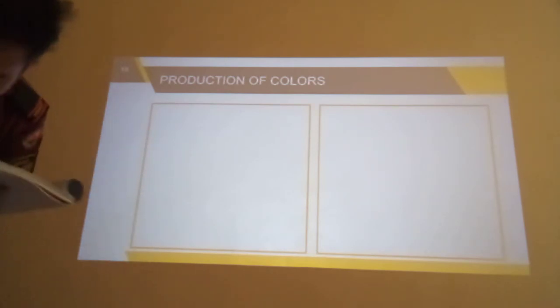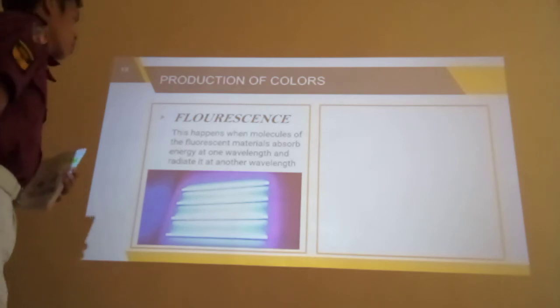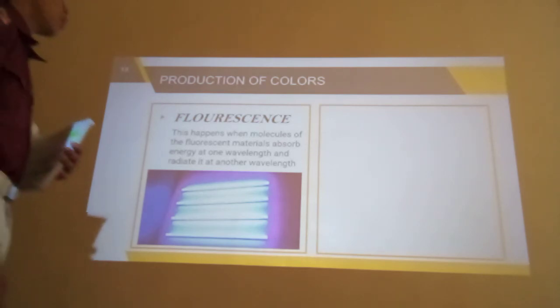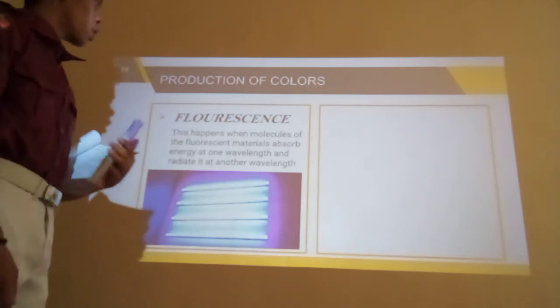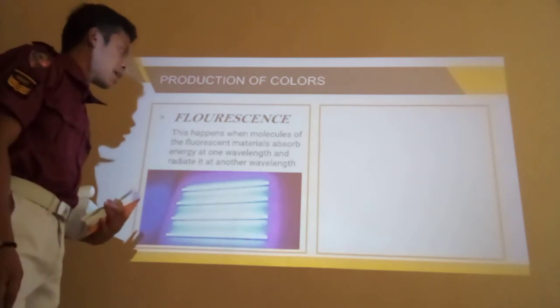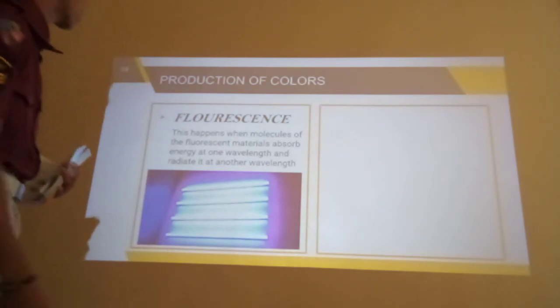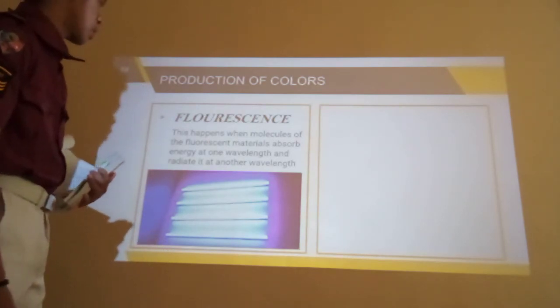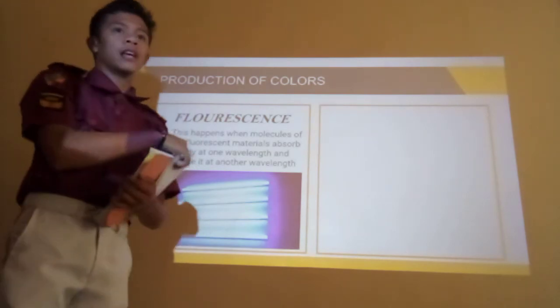So this is another production of colors, the fluorescence. So what is fluorescence? Fluorescence happens when the molecules of the fluorescent materials absorb energy at one wavelength and radiate it at another wavelength. So this is an example of fluorescent light. It's like what we use, especially at home.